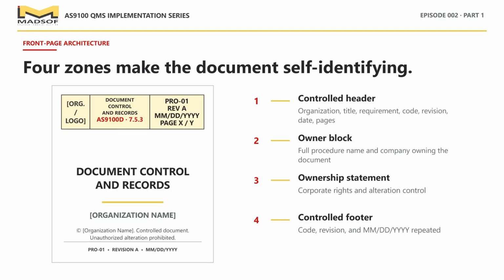The header identifies the organization, the full document title, the requirement being addressed, the document code, revision, date, and page count. The center names the procedure and its owner. The proprietary statement clarifies ownership. The footer repeats the code, revision, and date in month, day, year format.